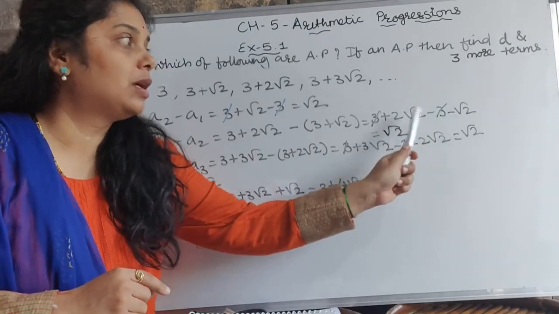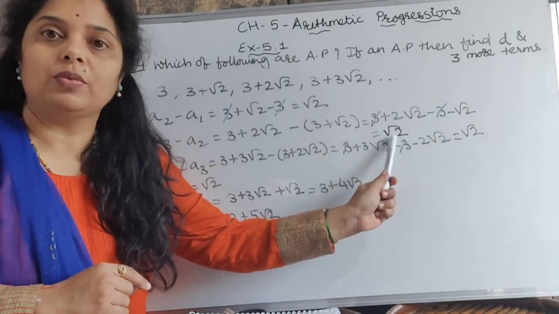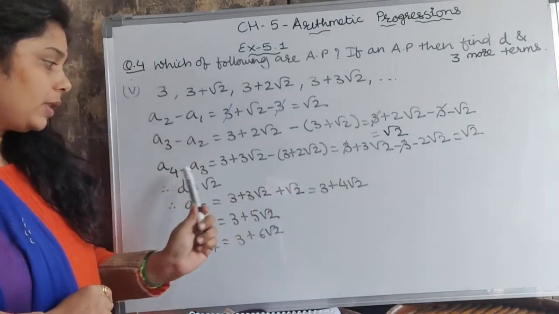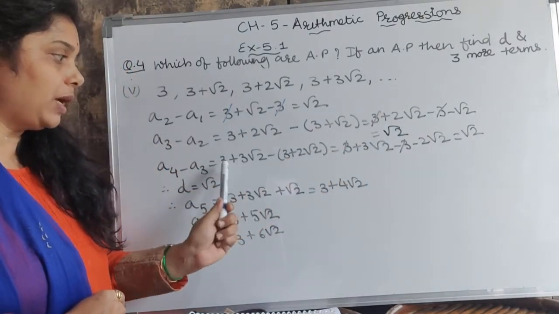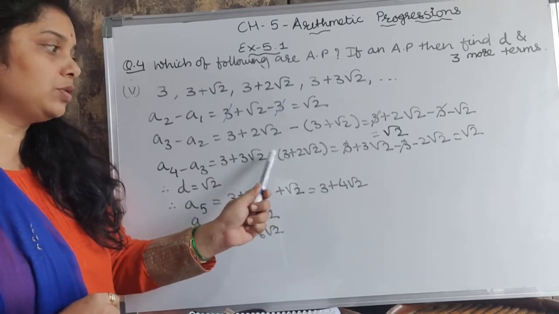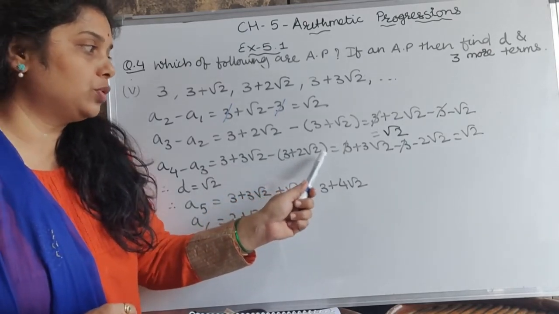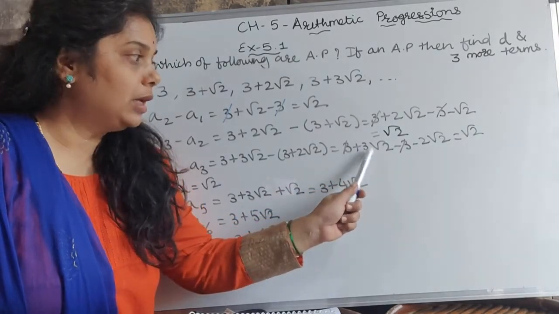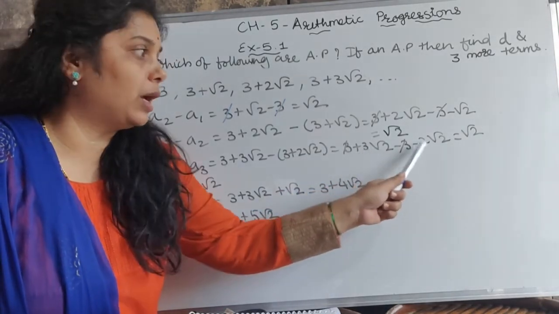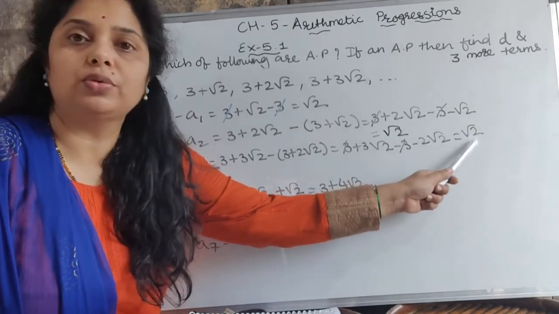So 2 plus and minus 1. So here again 1 time root 2. A4 minus A3. Similarly, the same method we have to apply: 3 plus root 2 plus minus 3 plus root 2, root 2. Similarly, again plus 3 minus 3 cancel out. Here it is plus 3 root 2 and minus 2 root 2. So again root 2 is left.